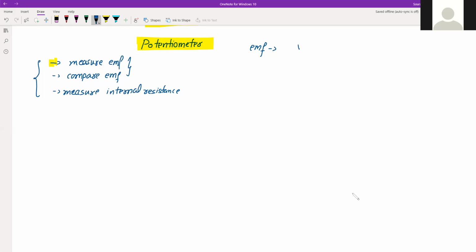For measuring the voltage we already have a device called voltmeter, right? So still we have another device here that is called potentiometer. So we'll also see which one is better and why. So we'll see that later.